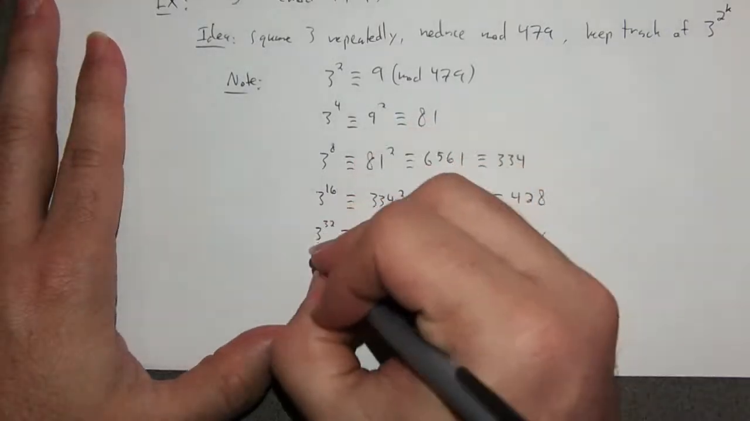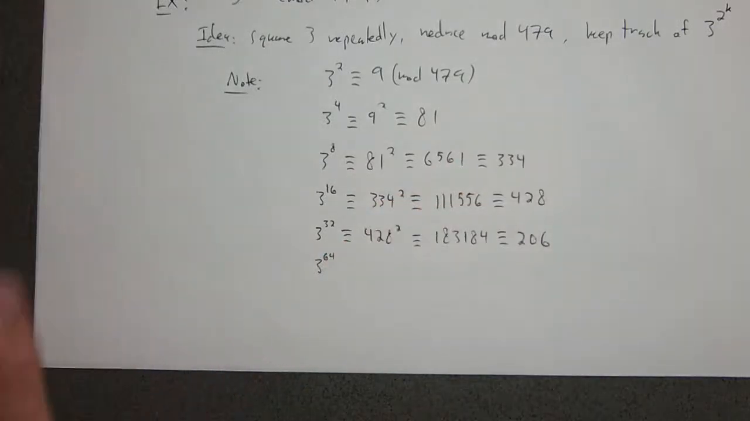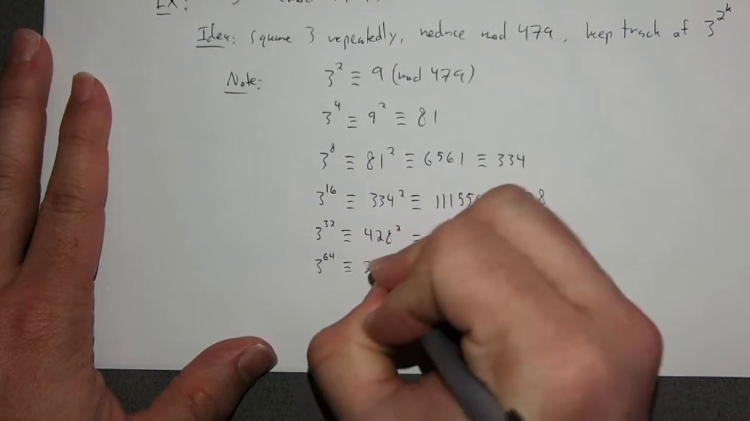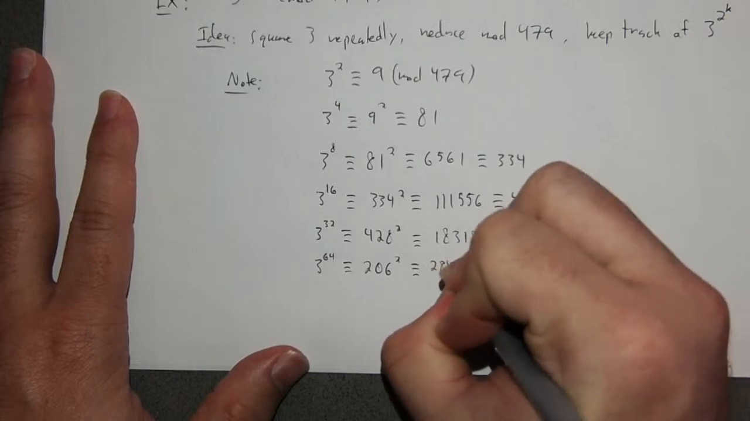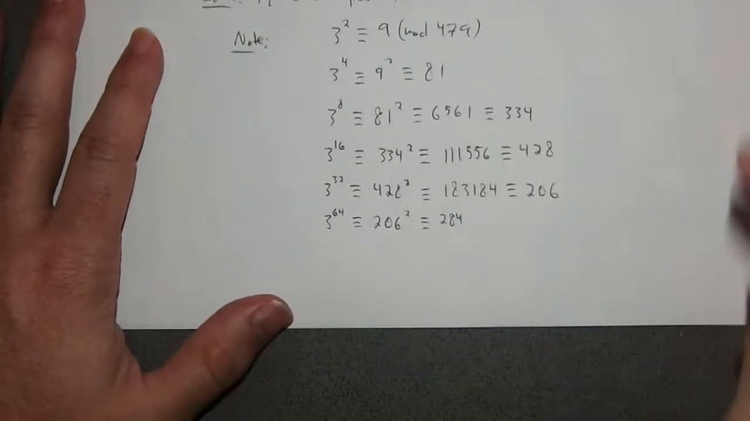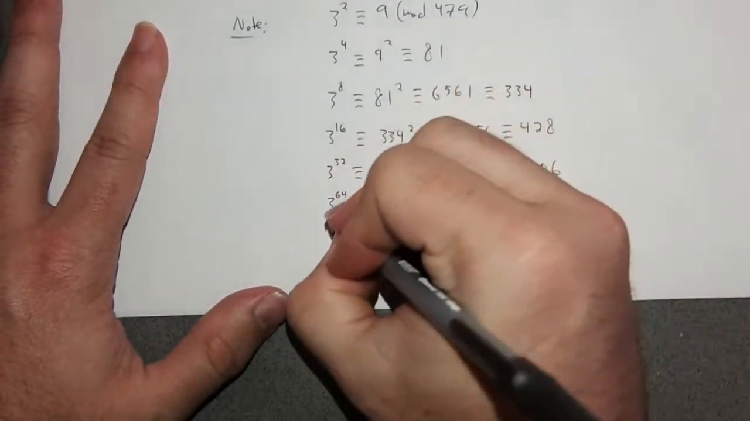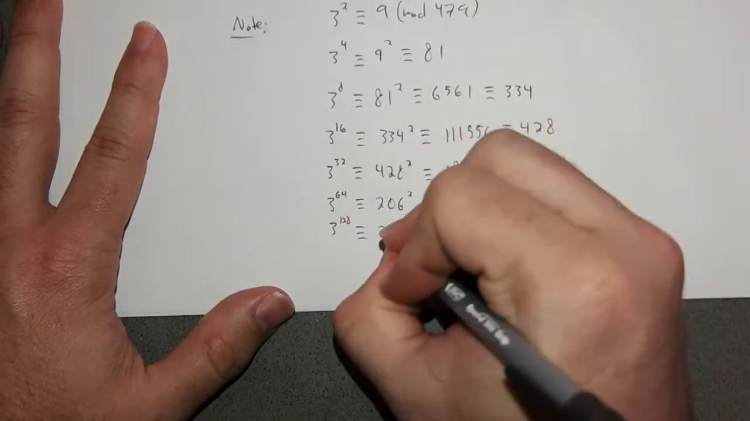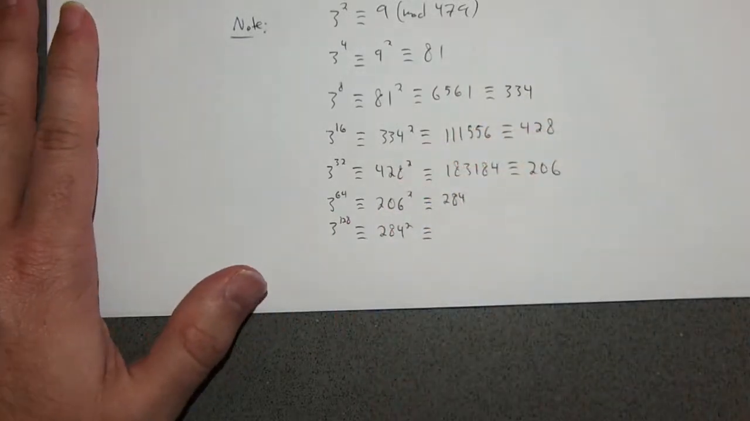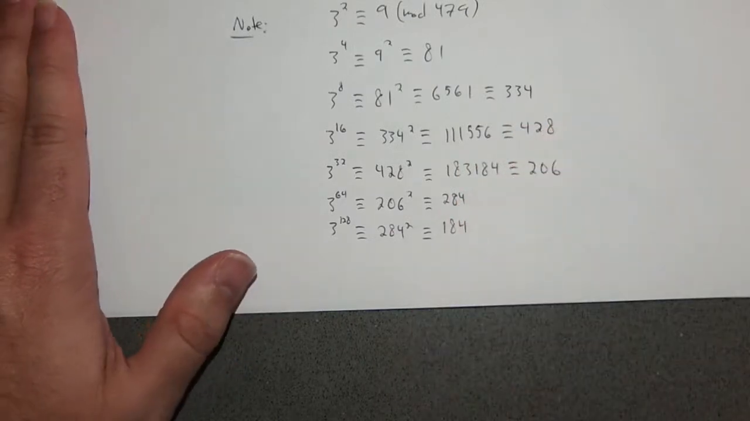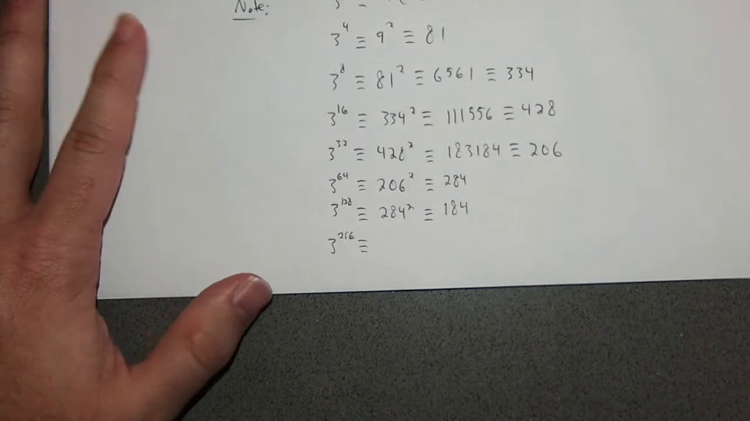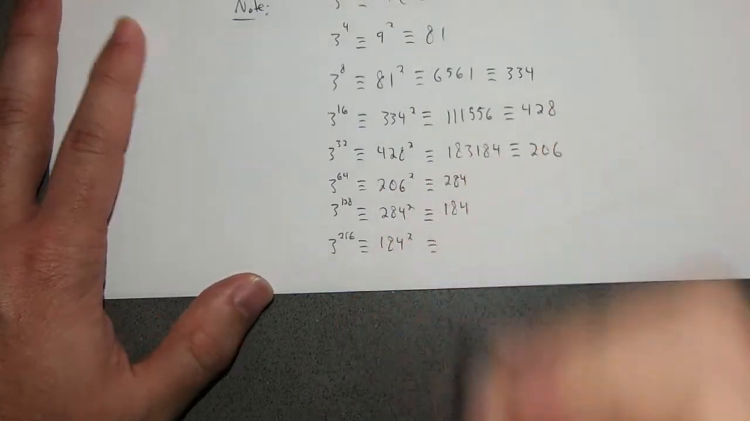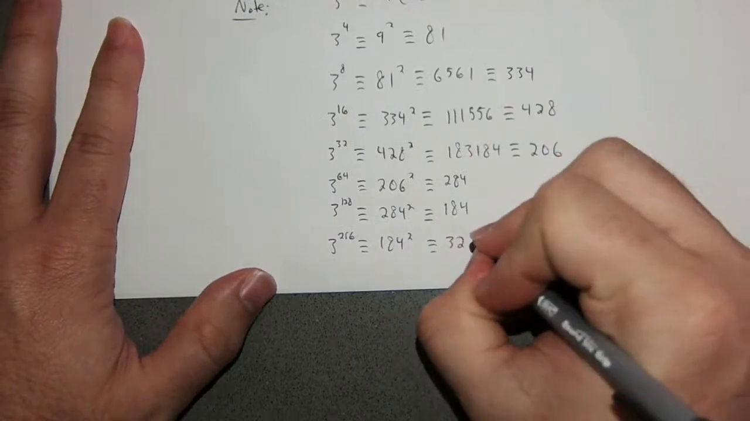Okay. Continuing, 3 to the 64. Well, that's 206 squared, which is congruent to 284 if I go through this process. Similarly, shortening this, 3 to the 128 is 284 squared. That turns out to be 184. Okay. And then lastly, 3 to the 256 is congruent to 184 squared, which is 326 mod 479.